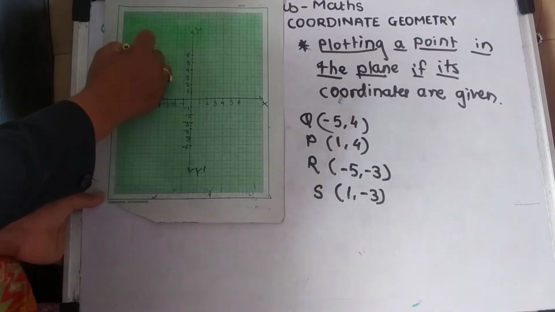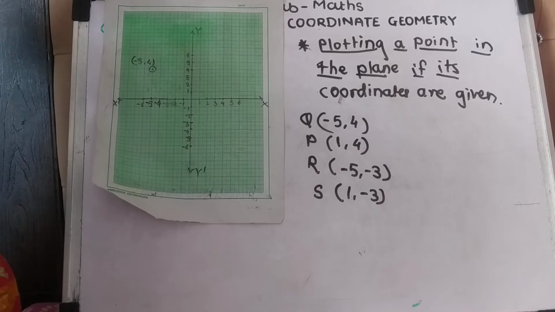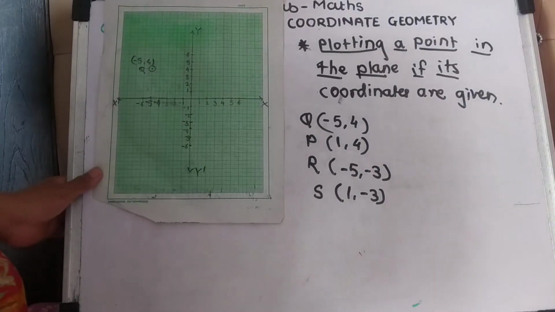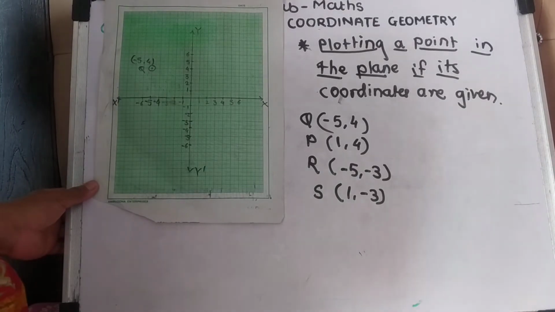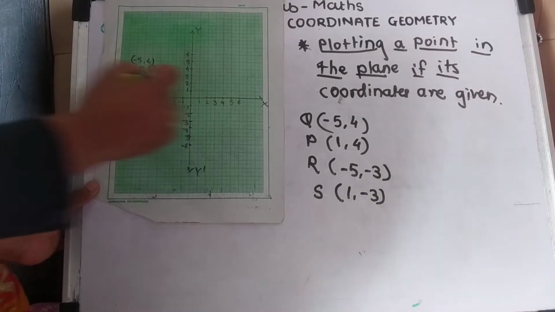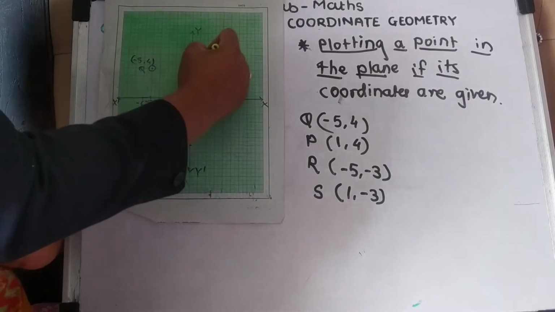-5, 4. Just mention it over there. And this is the Q point. Got it? Now the P point we are going to mention. P is what? 1, 4. So 1, 4, both are positive. Means obviously it will come in the first quadrant. 1, 4. Here.